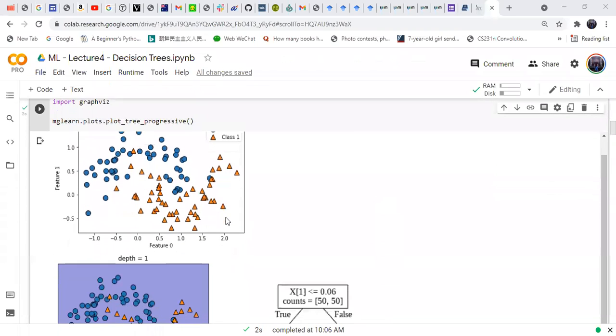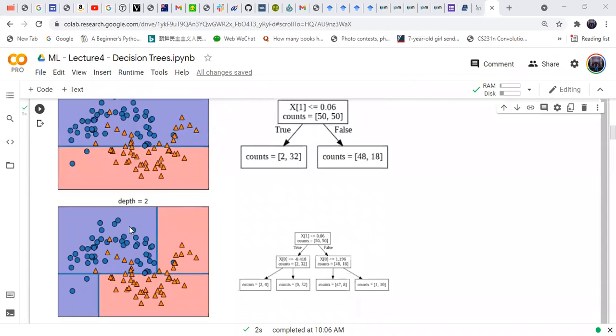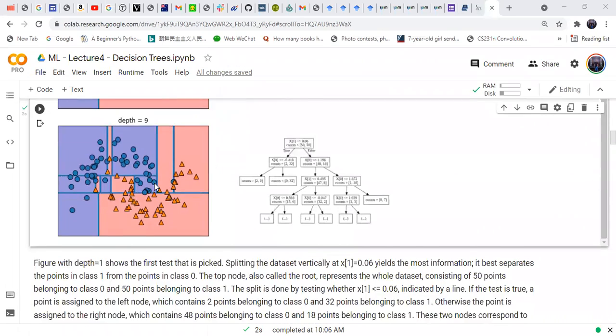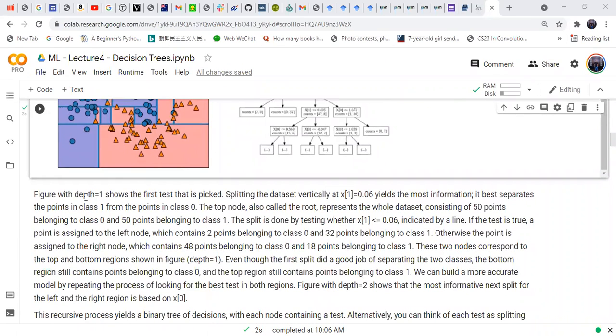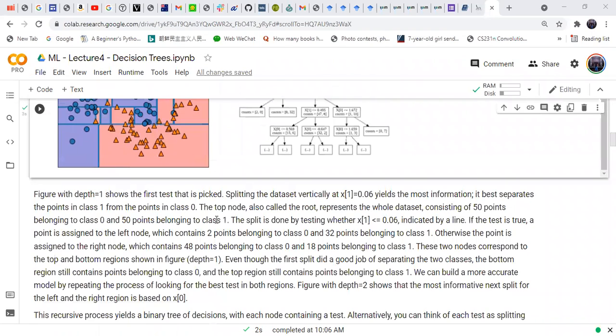So in this first case, we have the depth of 1, and then the depth of 2, and it goes on up to the depth of 9. Here is the explanation for this decision tree classifier figure with depth equal to 1. This figure shows the first test that is picked.